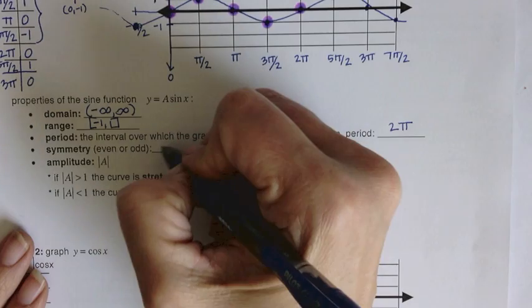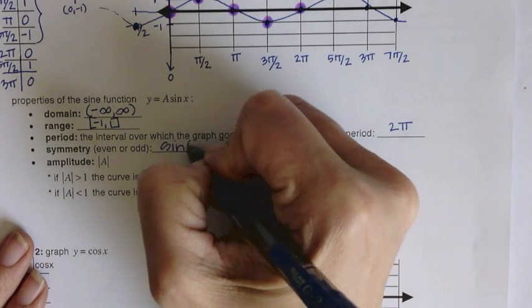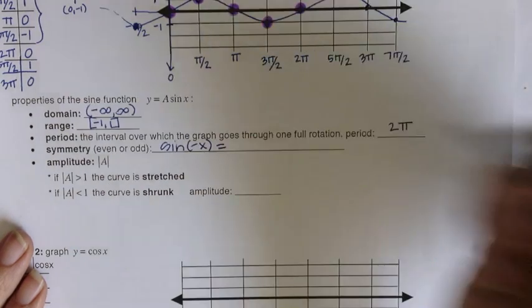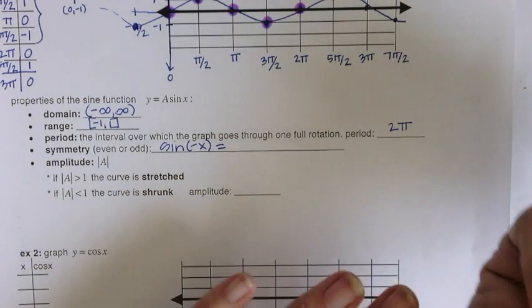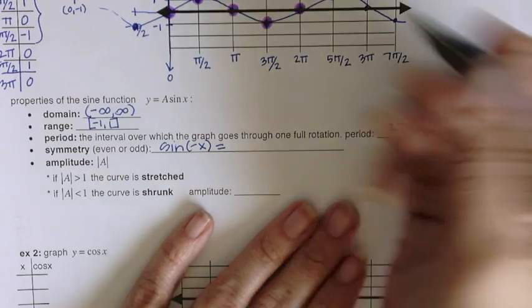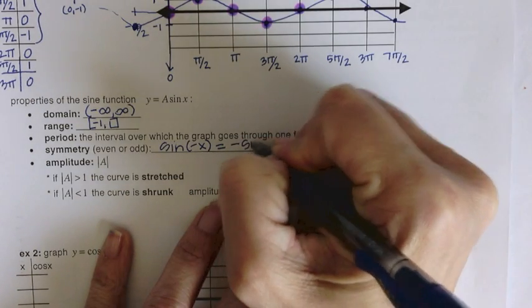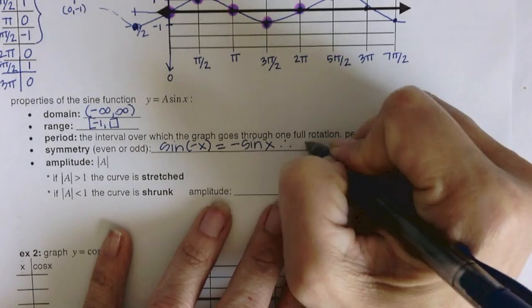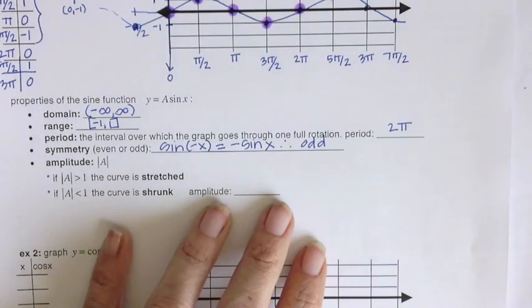So that's an interesting question. The sine of -x, because that's how we determine symmetry, what does that equal? I am going to show you guys that this is an odd graph, and I'll show you how in 2 different ways.